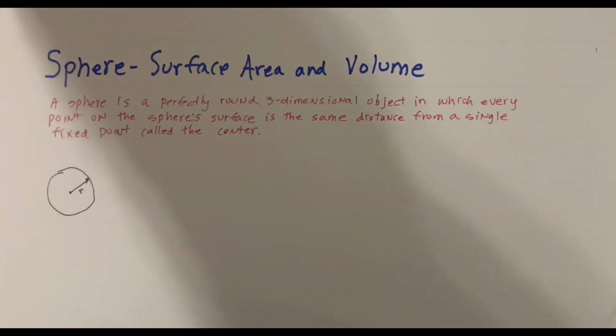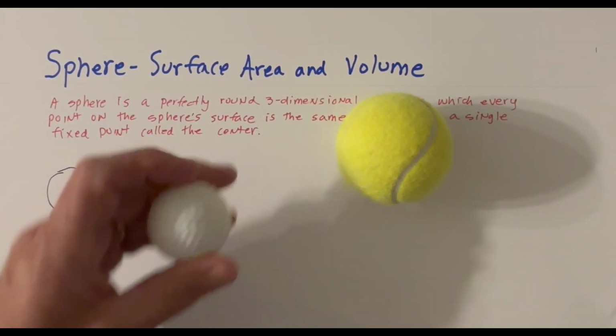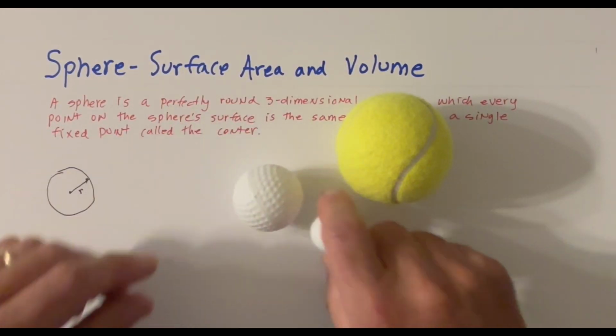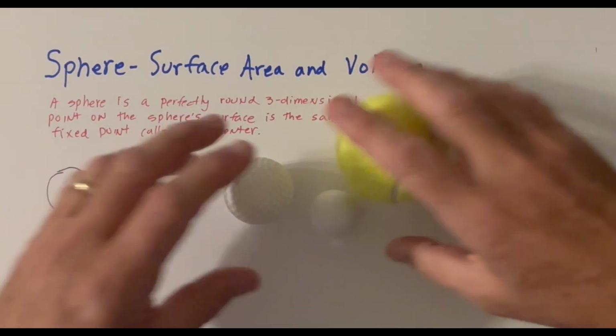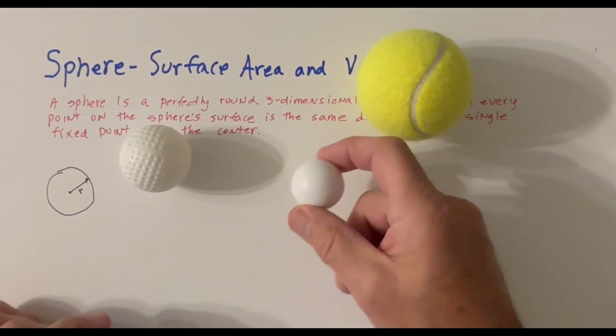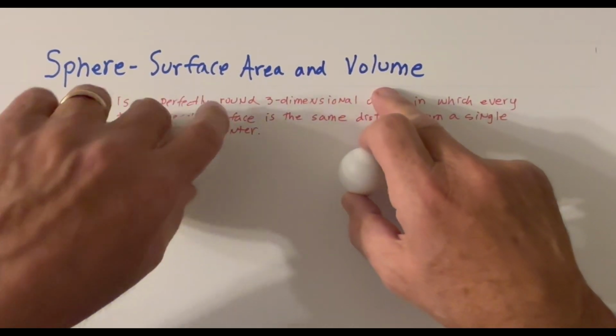Now let's look at some real life spheres. Okay, here's a tennis ball, definitely a sphere. This is kind of a practice golf ball. And this is just some little random ball that I found. So this is the one I want to work on today and try to figure out some of the properties of it. We're going to do the surface area and the volume.